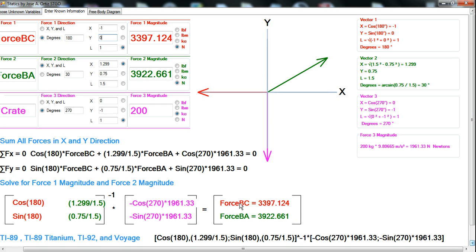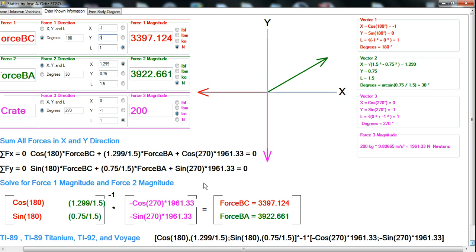It doesn't say force BC is equal to, it will just have the numbers here. It will have your answers, and this represents your force BC and your force BA. So after entering these two matrices into your TI-89, press enter, and you're going to get the answer for your two unknowns. The inverse matrix is the fastest way.